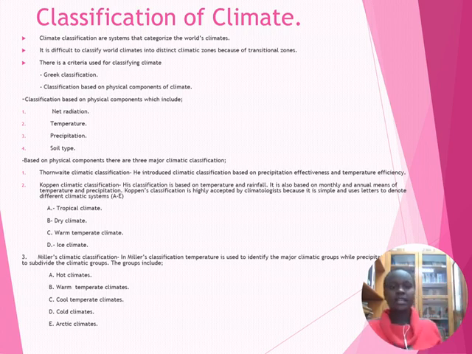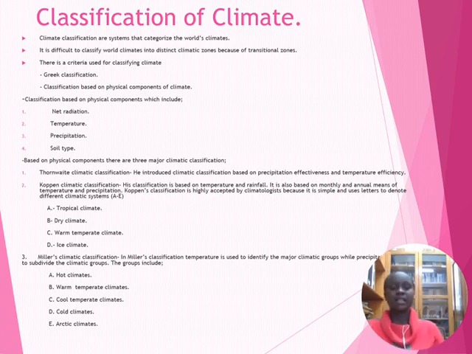Letter A stands for tropical climate, B dry climate, C warm temperate climate, D ice climate, and E is snow climate. The snow climate is along the polar regions of the earth. The tropical climate is along the equator, or between the equator and the tropics.